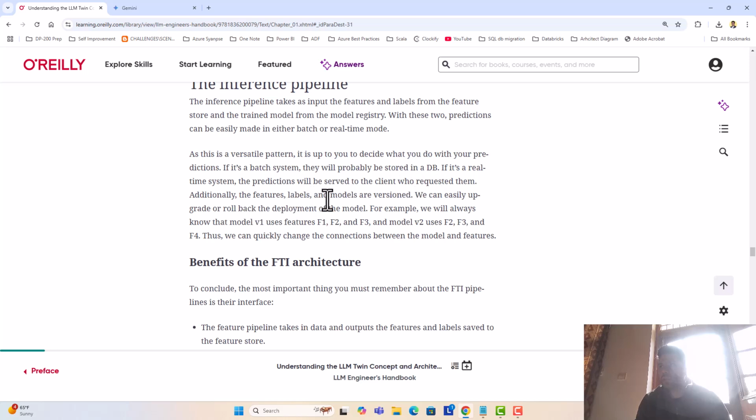Additionally, features, labels, and models are versioned. We can easily upgrade or roll back the deployment of the model. For example, we will always know that model V1 uses features F1, F2, and F3, and model V2 uses F2, F3, and F4. Thus, we can quickly change the connections between the models and the features.